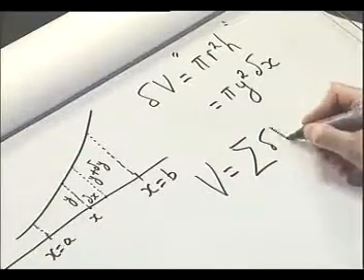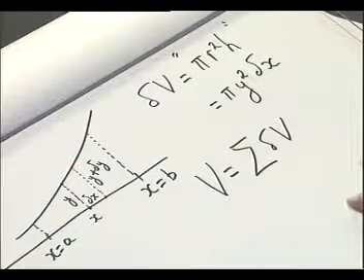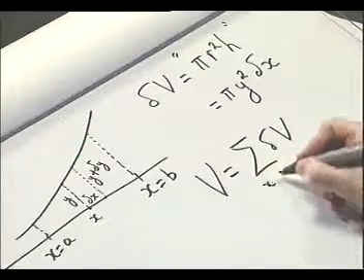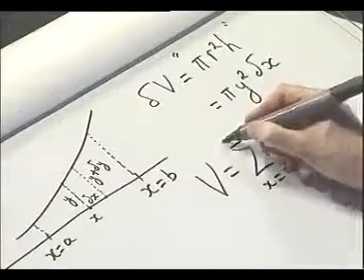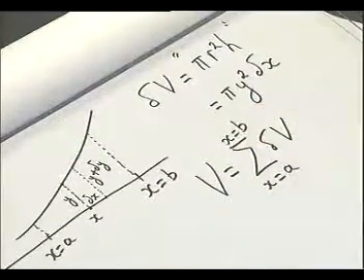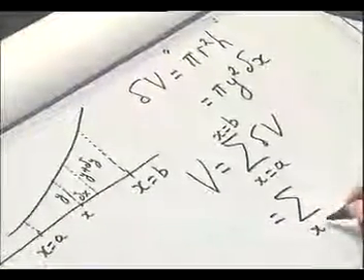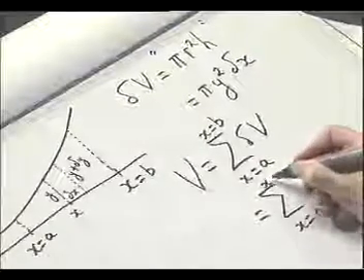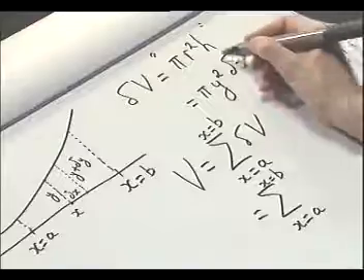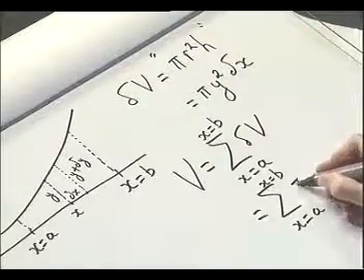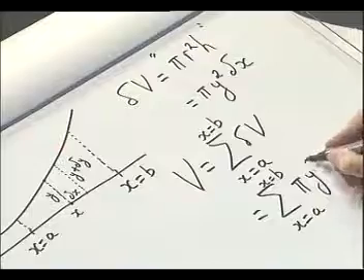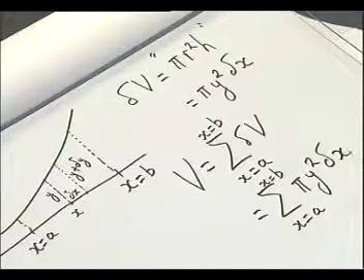So we want to add up all of those little bits of volume. And we want to add them up from x equals a through to x equals b. So this will be x equals a to x equals b, and we want to put this in instead of delta v. So that's pi y squared delta x. Now, what we need is a process whereby we don't actually have to do this summation.